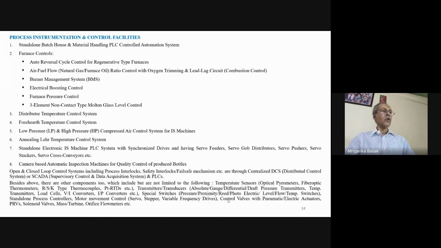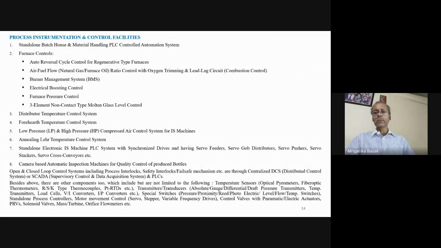Then molten glass level control, distributor temperature control, forehearth temperature controls, low pressure, high pressure compressed air pressure control required for IS machines, annealing lehr control, temperature controls, IS machine PLC system with synchronized drives and having servo feeder, servo gob distributor, servo pusher, servo stacker, servo cross conveyor, etc.